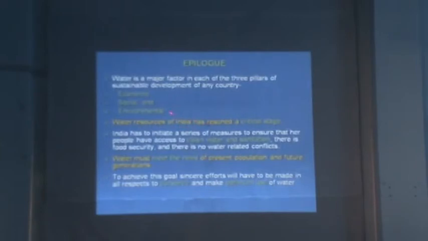India has to initiate a series of measures to ensure that her people have access to clean water and sanitation.